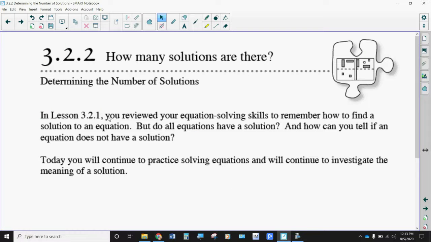In lesson 3.2.1, you reviewed your equation solving skills to remember how to find a solution to an equation. But do all equations have a solution? And how can you tell if an equation does not have a solution? Today, you will continue to practice solving equations and will continue to investigate the meaning of a solution.